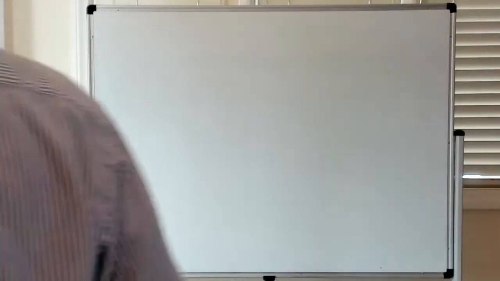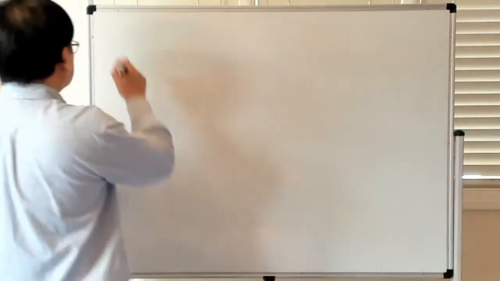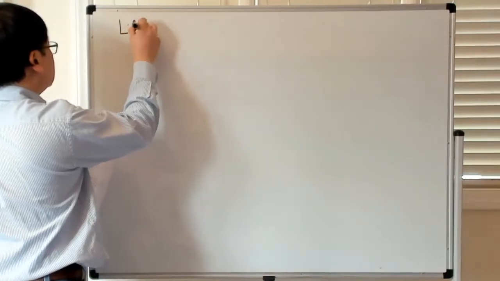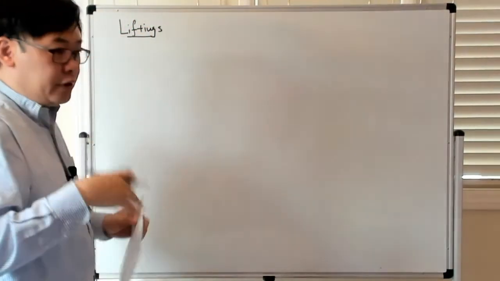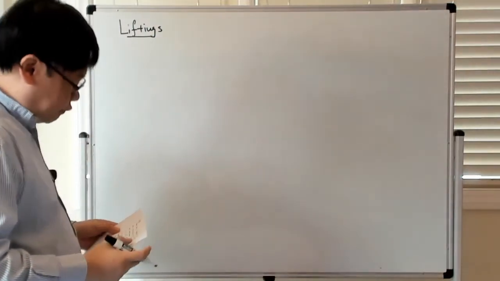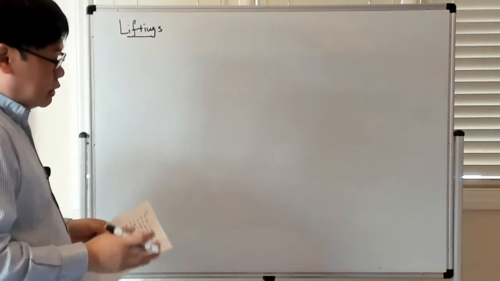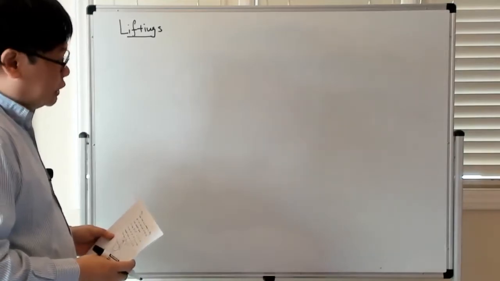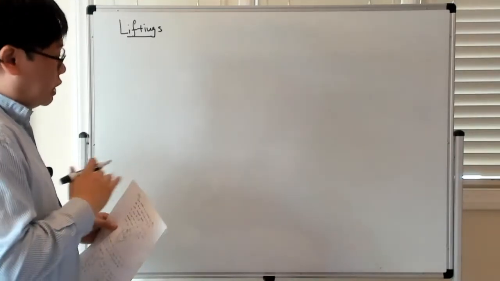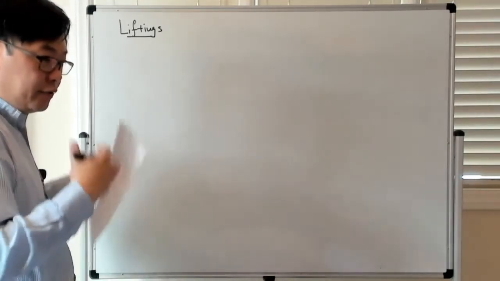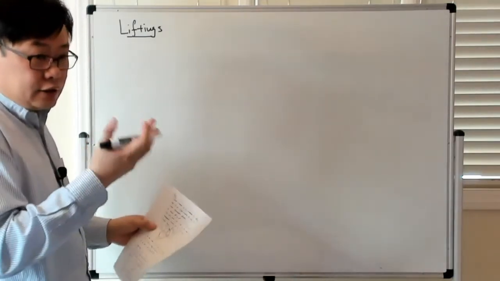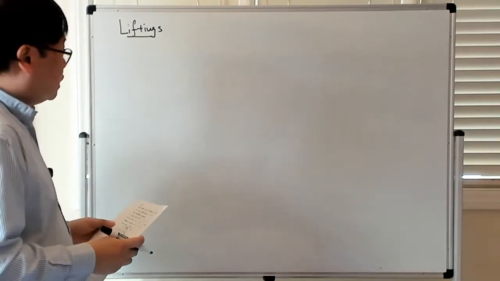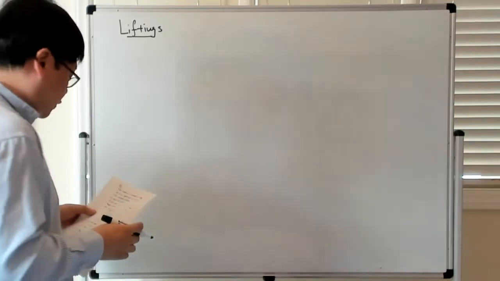Okay, so now we're going to talk about what are called liftings. Basically, what's going to happen is that we're going to relate the construction of a Voronoi diagram in R^D with a lifted version of it in R^(D+1). And the lifting is going to involve stereographic projections and sphere inversions.